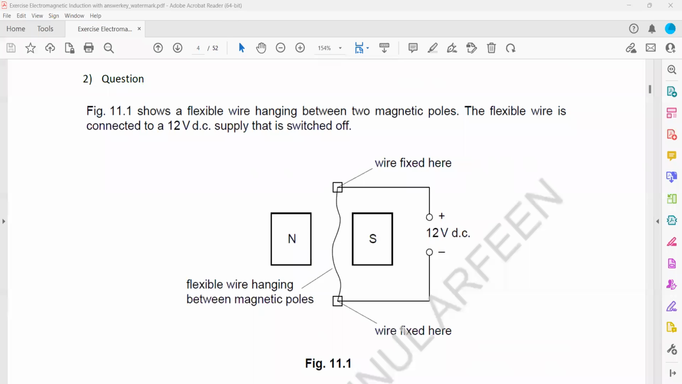So this exercise is related to electromagnetic induction, and the topic you will find AC generator, DC motor, force on a wire placed in a magnetic field or a current carrying conductor.